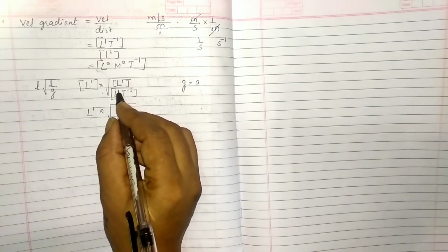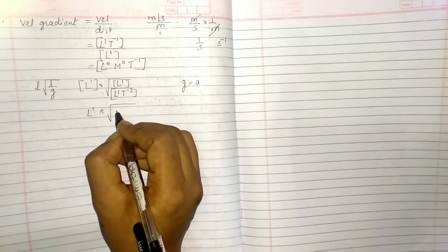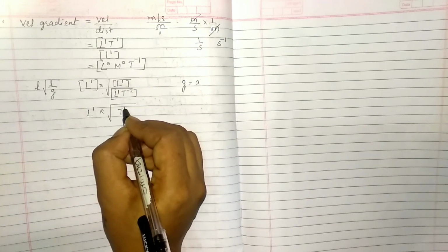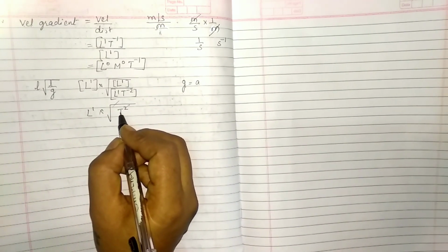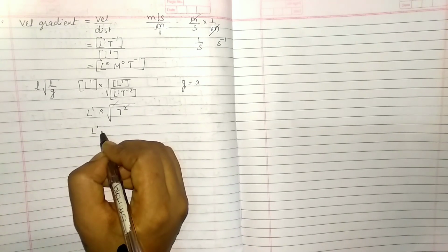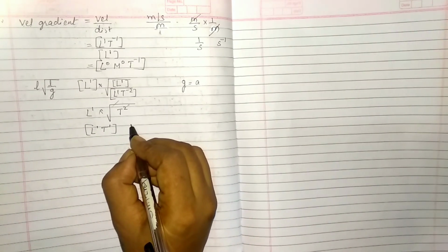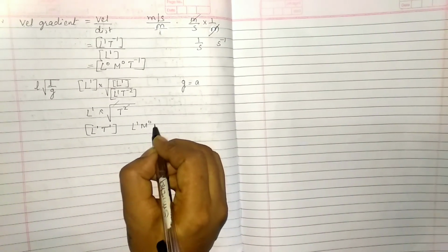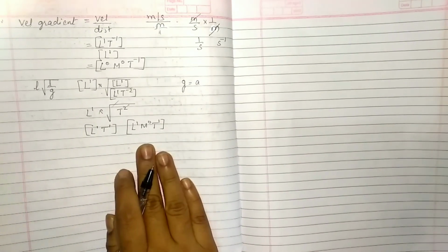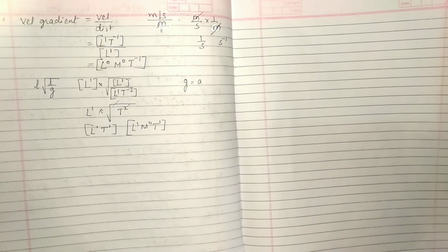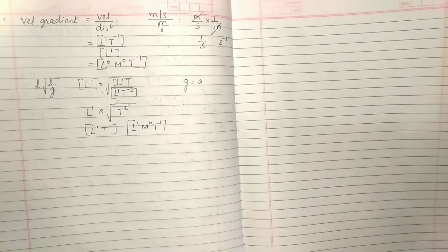L1 over L1, 1 minus 1 goes to 0, means L disappeared. Then t raised to minus 2 goes up, it is t raised to 2. Square and square root can be removed. You are left with now L0 t raised to 1. According to your book, we can write this as L0 m0 t raised to 1. So this is the dimension of this formula. Finally, you should know you can analyze any physical quantity dimensionally if you know the formula, otherwise if you know the SI unit also.